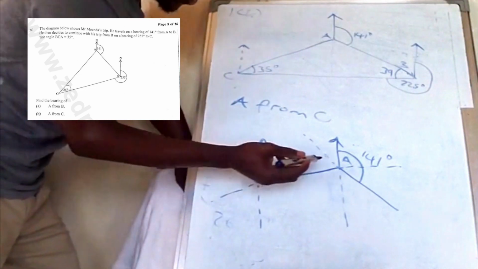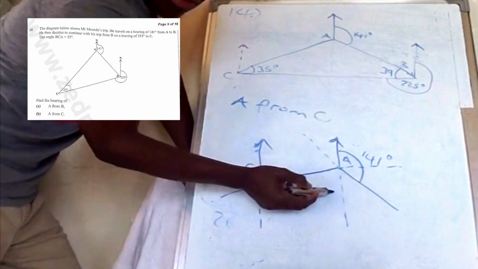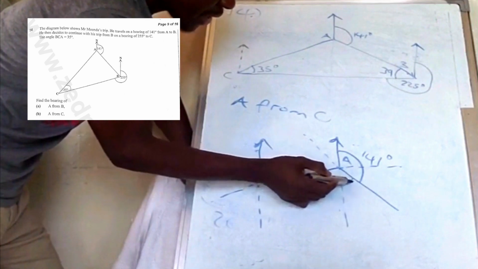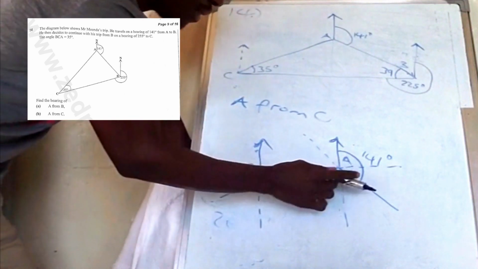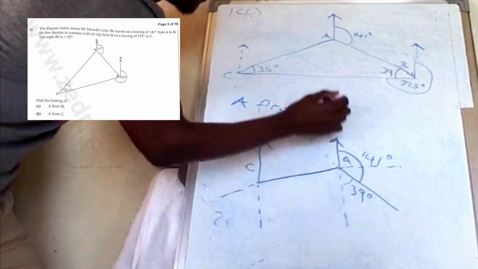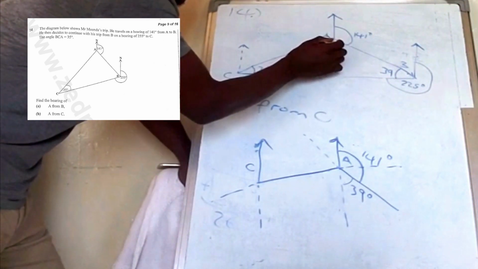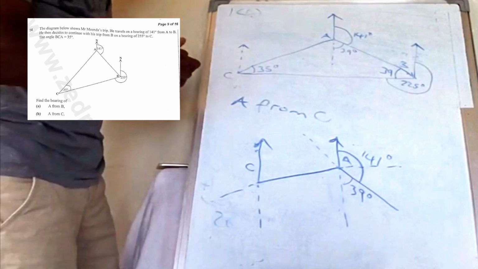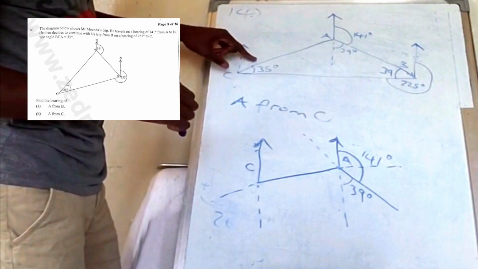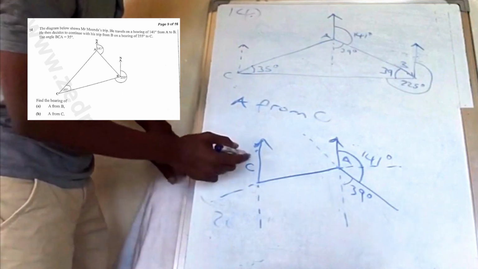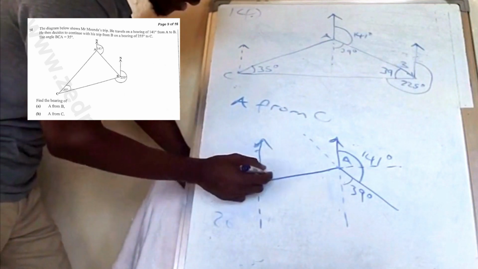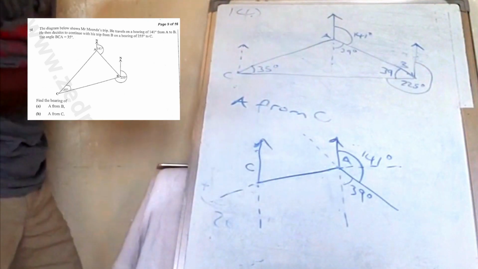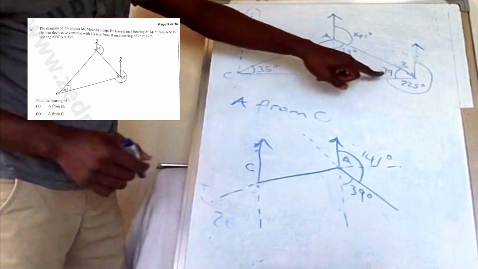Okay, that's it. So if this is 141, and we know that this is a straight line, to find the angle that is here, we can simply say 180 minus 141, which will give us 39. So we've got 39 degrees here, 39 degrees there. So what we're looking for is this angle that is here. If we look at it from this perspective, we've got 35 degrees there, we've got 39 degrees there.